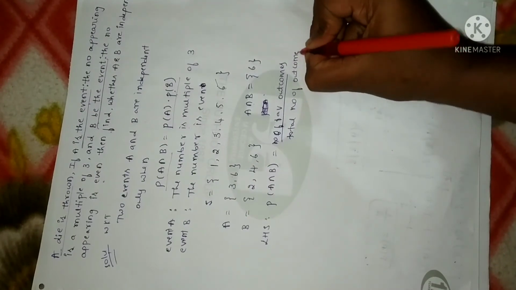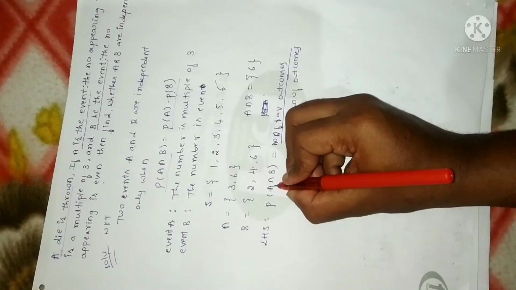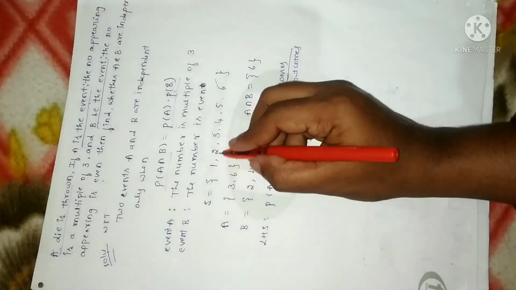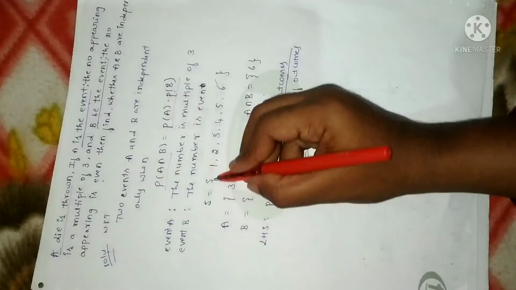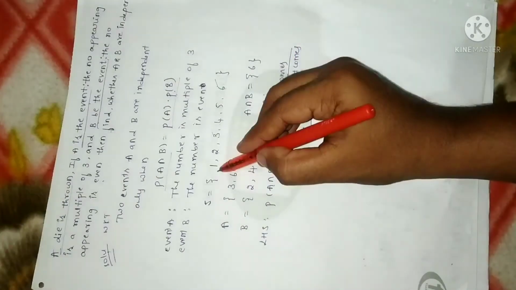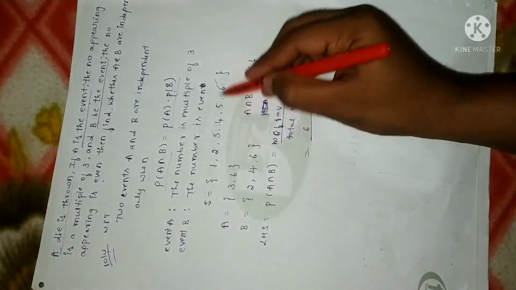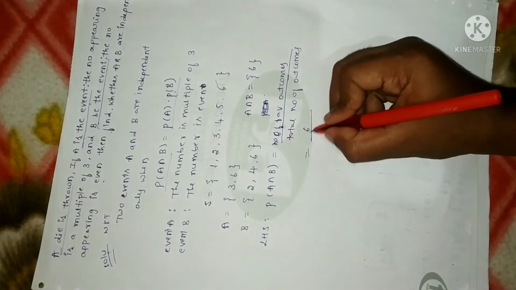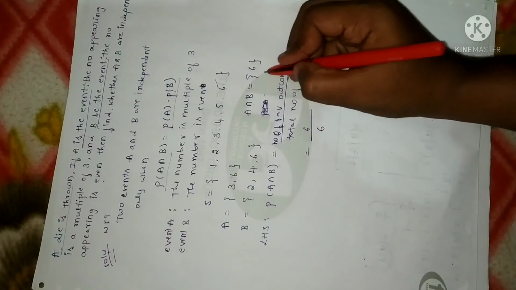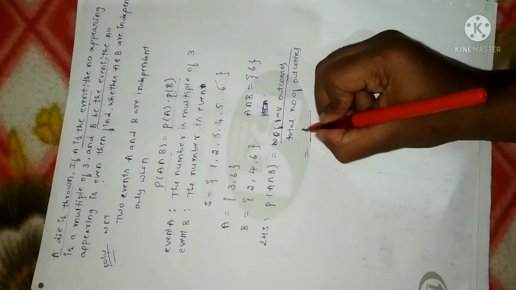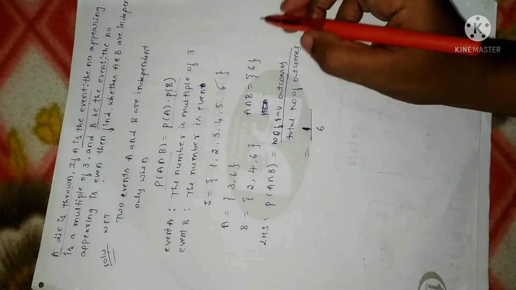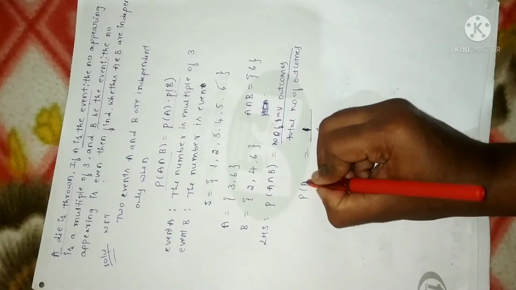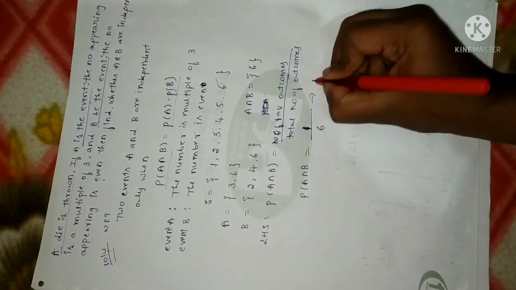Favorable outcome in the sense how many numbers are there in A intersection B? Only one. Total number, how many possibilities are there in the sample space? Total number will always be from the sample space only. So 1, 2, 3, 4, 5, 6. Here most of the students will make a mistake. It is the number of favorable outcomes, so how many numbers are there? Only one number. It is not a 6. You have to count the number. You should not write the element. So it is 1 by 6. This is the probability of A intersection B. Let me take this as equation 1.